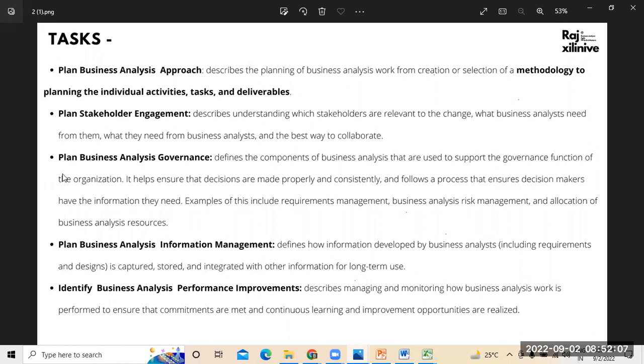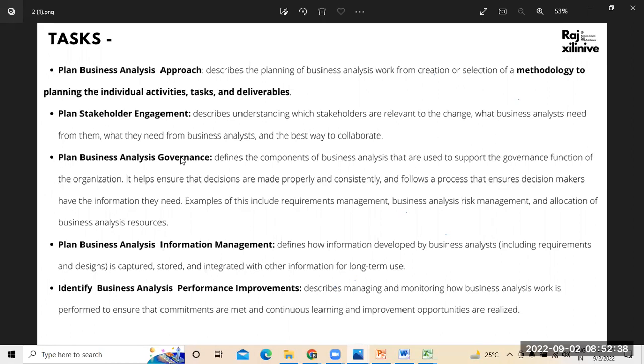Now, the third one is about planning business analysis governance. Business analysis governance means the governance functionality of the organization is what we have to see. Because there are some decisions and involvements that will be there as the role of a BA, right? We have to take some decisions on information relating to requirements, whatever we are managing as requirements, or it may be relating to the risk of the project. Risk of the project may be of different types.